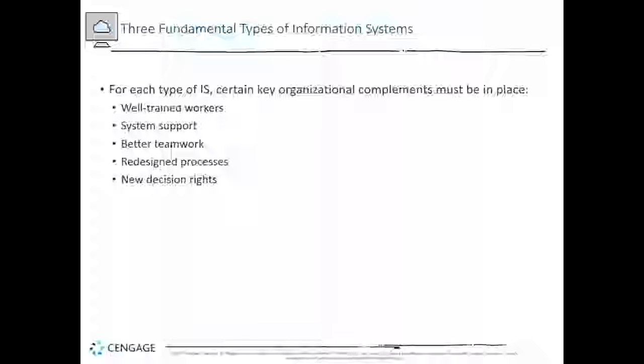Three fundamental types of information systems. For each type of IS, certain key organizational complements must be in place: well-trained workers, system support, better teamwork, redesigned processes, and new decision rights.